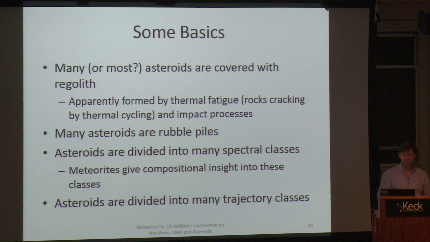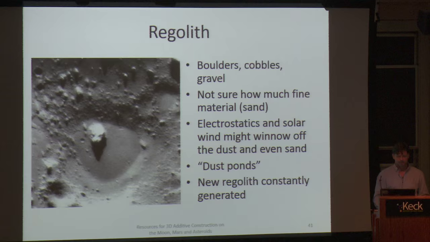Asteroids are also divided into many trajectory classes, and I'm not going to go into that. I mentioned regolith. We know there are boulders, cobbles, and gravel on asteroid surfaces. We're not sure how much fine material. We don't really have photographs with fine enough pixelation to individually see sand particles on the asteroids yet. But Hayabusa did bring back some particles from Itokawa, and there were sand-sized particles brought back. But we can't really tell you about particle size distribution on asteroids yet.